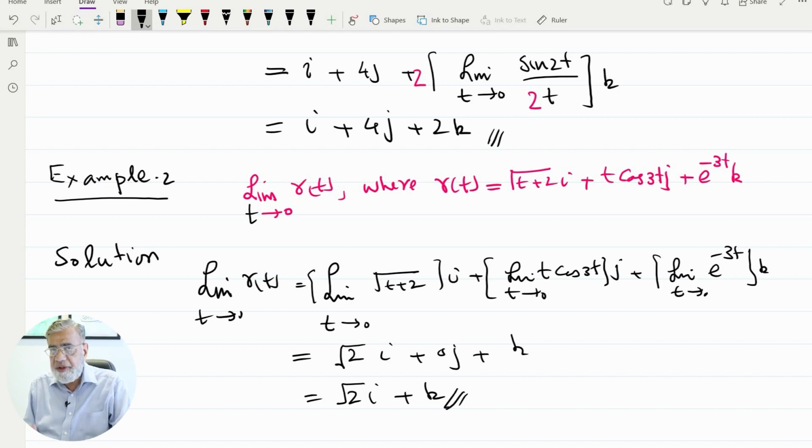So the idea is that, as we did with limits in our earlier course for the function f of x, we take the limit value. Now with the components, we already know how to find the limits of those functions. So we just apply that, and we find the limit of the vectorial function.